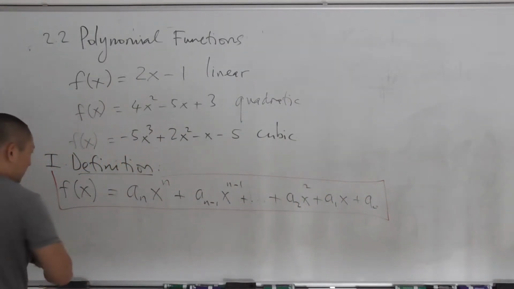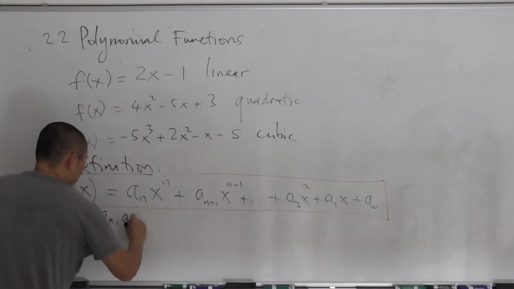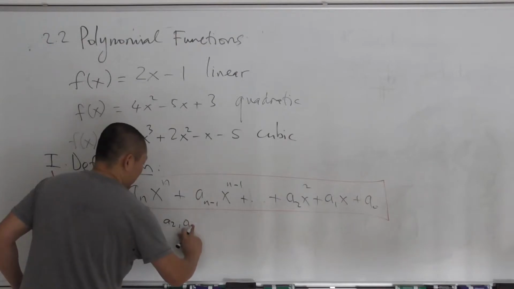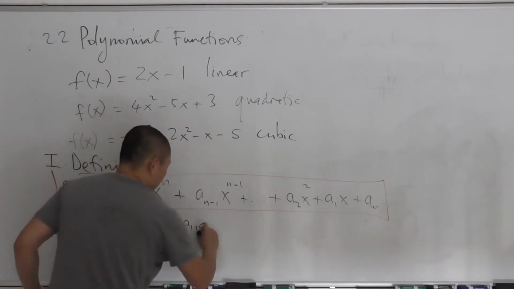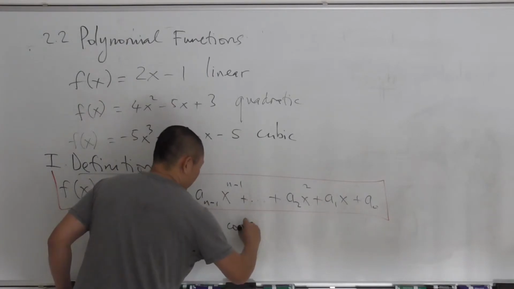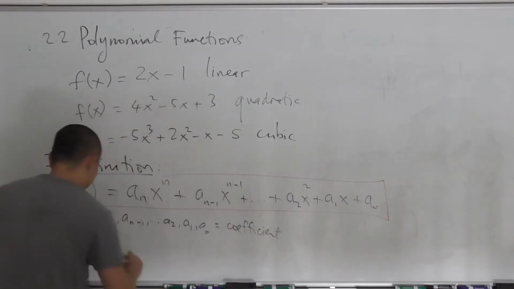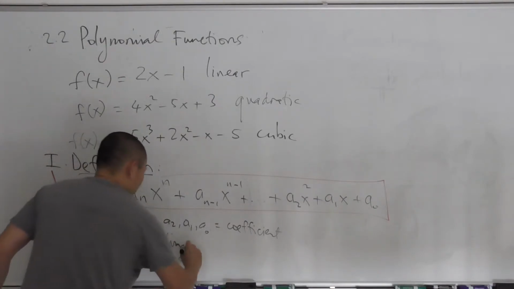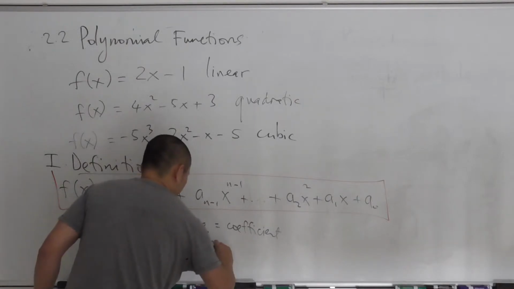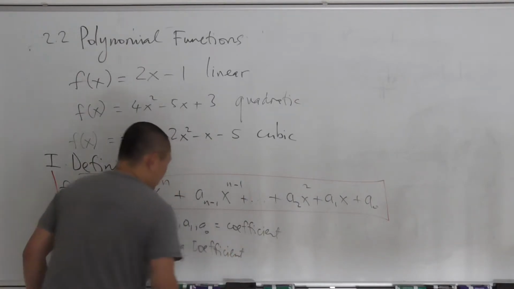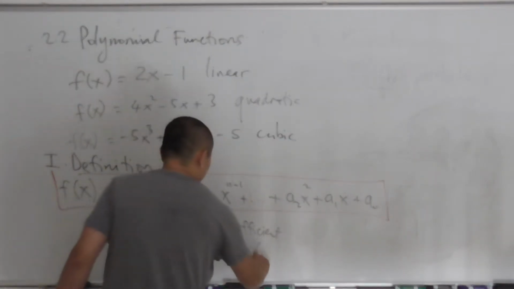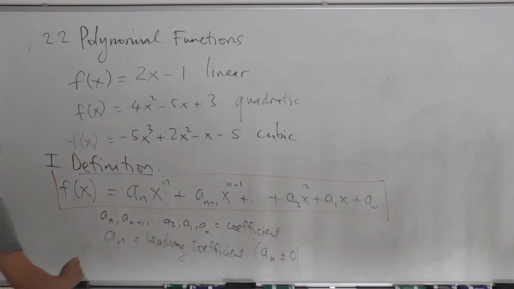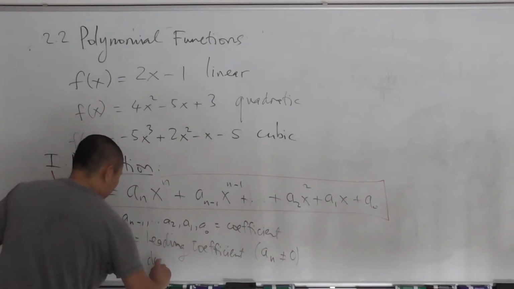Box that first. Okay, so a sub n minus 1, a sub 2, a sub 1, a sub 0 are called the coefficients. Okay, and a sub n is called the leading coefficient. We have one condition for the leading coefficient: a sub n cannot be equal to 0. Okay. And the number n right here is called the degree of the polynomial.